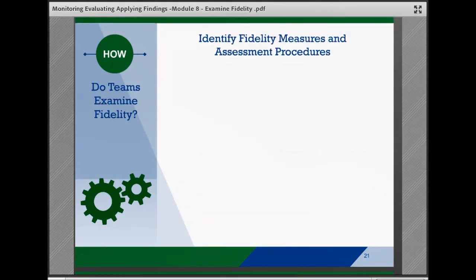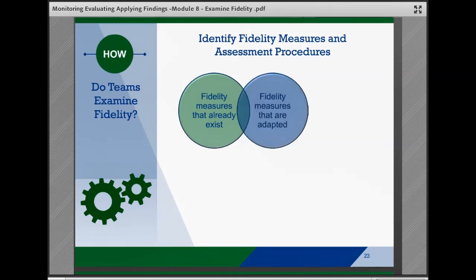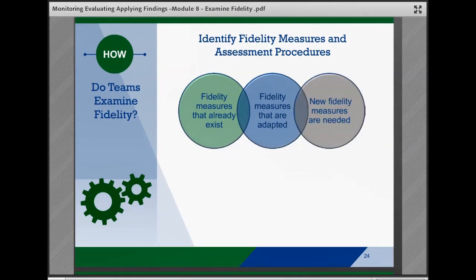How do teams examine fidelity? The first step is for teams to identify fidelity measures and assessment procedures. Teams that implement an established evidence-supported intervention may find that a fidelity assessment protocol already exists, which can be used as is or adjusted to fit the new context. Teams that have designed a new intervention or substantially modified core components will need to develop a new assessment.